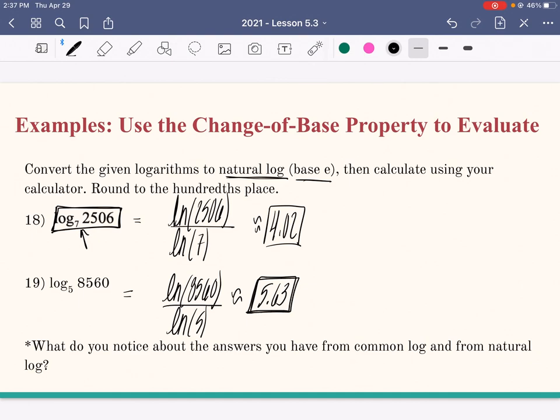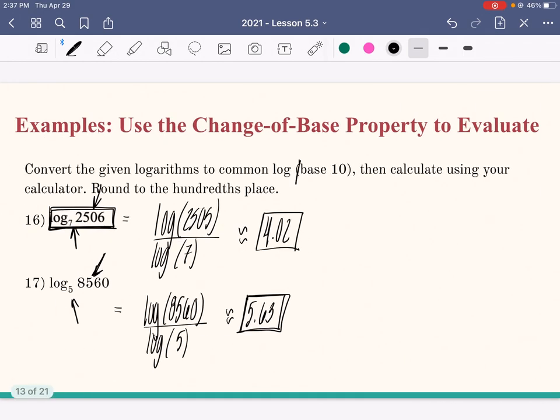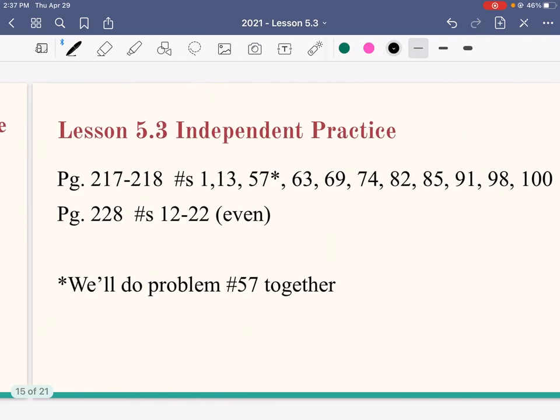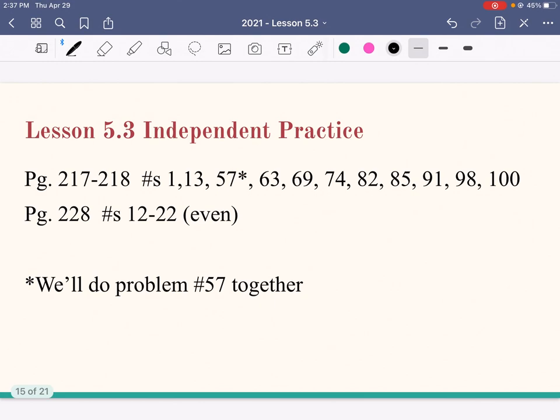So it doesn't matter which base you're converting it to. It's going to give you the same answer regardless, but it's super helpful to have this formula so that we can convert to base e to where it's a natural log, or base 10 to where it's a common log, because then we can plug it into pretty much any calculator, usually including your phone calculator. Okay, so this is the homework for today.